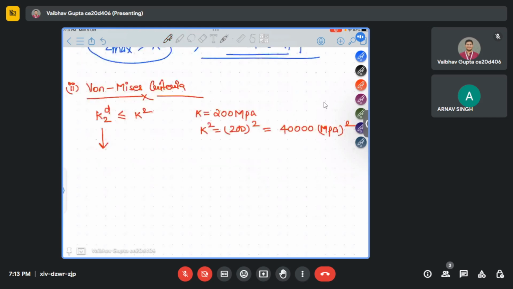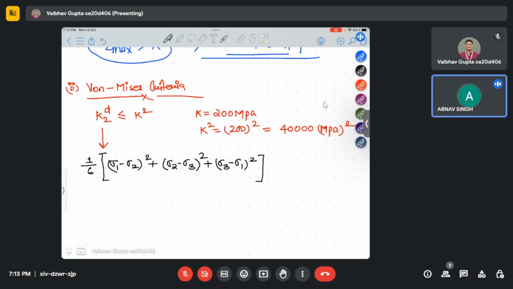Now what is K2D? K2D is nothing but 1/6 of (sigma 1 minus sigma 2) whole square plus (sigma 2 minus sigma 3) whole square plus (sigma 3 minus sigma 1) whole square. This is the value of K2D. Yes, this is the formula. So now we know all of sigma 1, sigma 2, sigma 3. We'll just use the formula.